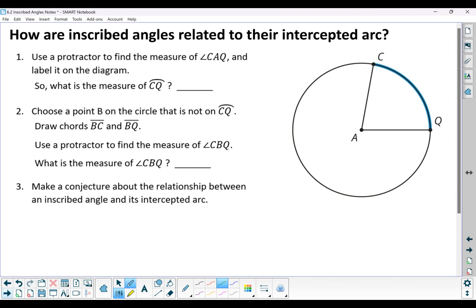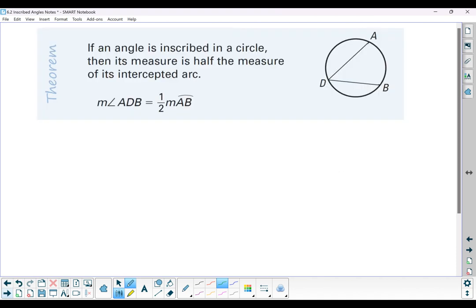In class, we did a little activity to discover the relationship between inscribed angles and arcs, but you're at home, so I'm going to skip that. We'll just go straight to the punchline. If you have an angle that is inscribed in a circle, then its measure is going to be half of the intercepted arc. For example, if that intercepted arc was 120 degrees, then this angle is half of that, 60 degrees.